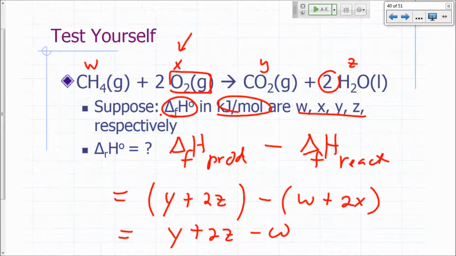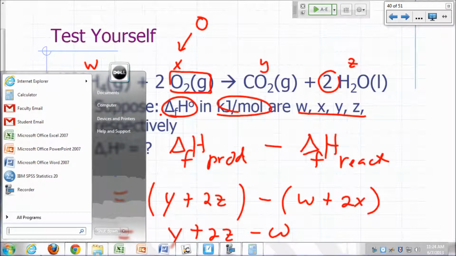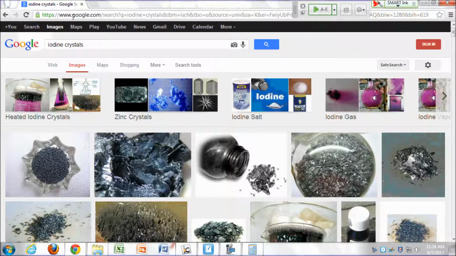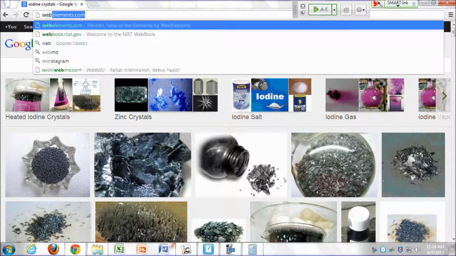This is O2 gas. That's an element in its standard state, so that is 0, right? So where can we find these values? You should be able to find these delta H formation values in tables at the end of your book, or you can look them up on the web. A good source of these values would be webbook.nist.gov. So let me show you where you can find that.